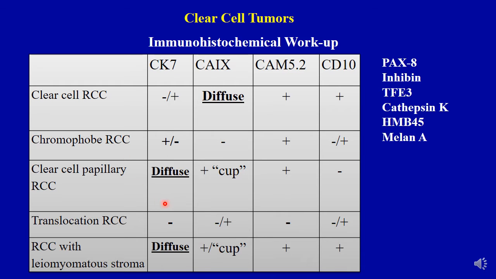Clear cell papillary renal cell carcinoma and renal cell carcinoma with leiomyomatous stroma are characterized by diffuse CK7 positivity, while clear cell RCC typically lacks diffuse CK7 positivity. But again, the CK7 expression can be variable within clear cell RCC, so don't consider this necessarily as a specific feature. Clear cell renal cell carcinoma is typically characterized by diffuse CA9 positivity because these tumors are hypoxic. So that can be a very useful marker as well, and in appropriate clinical setting, diffuse CA9 expression would support the diagnosis of clear cell renal cell carcinoma.